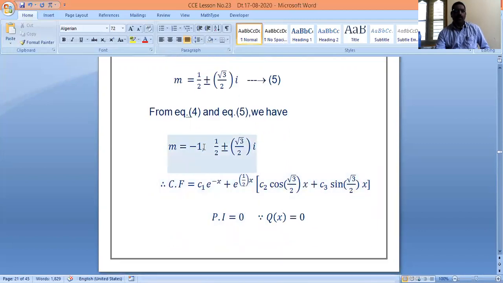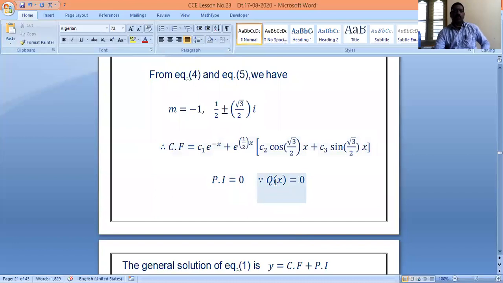For this root minus 1, we can write CF is equal to C1 into e power minus x. For this complex root 1 by 2 plus or minus root 3 by 2 into i, we can write e power x by 2 into (C2 cos root 3 by 2 x plus C3 sin root 3 by 2 x). Here Q of x is equal to 0 since it is a homogeneous linear differential equation. Therefore, here PI is also 0.